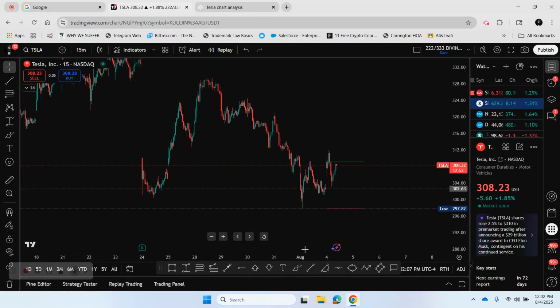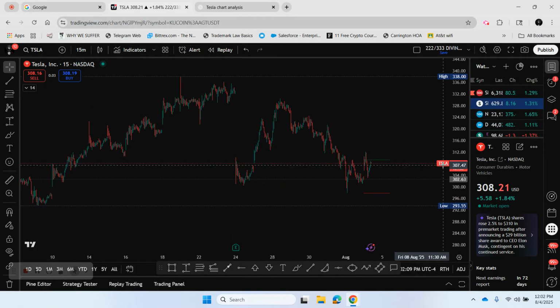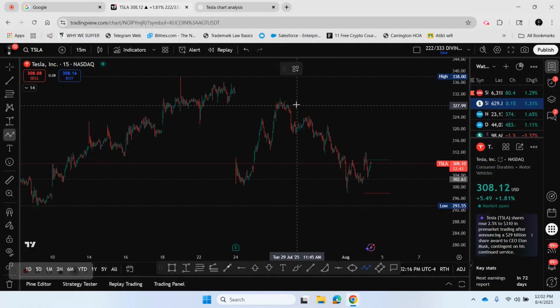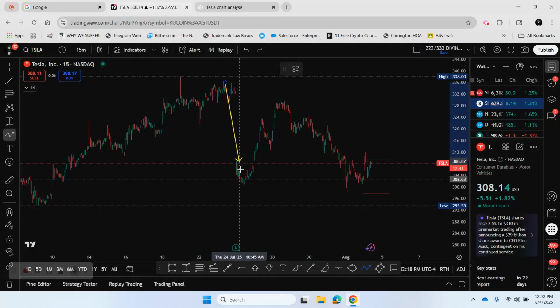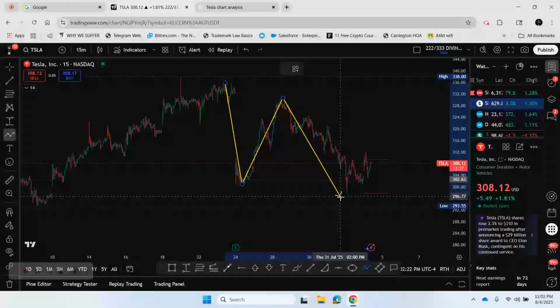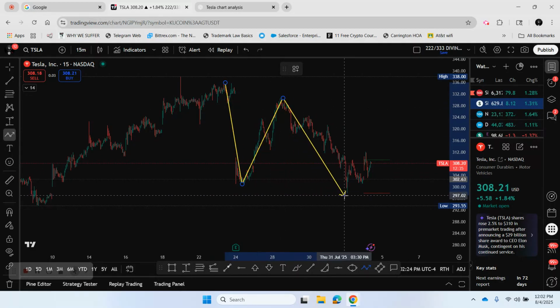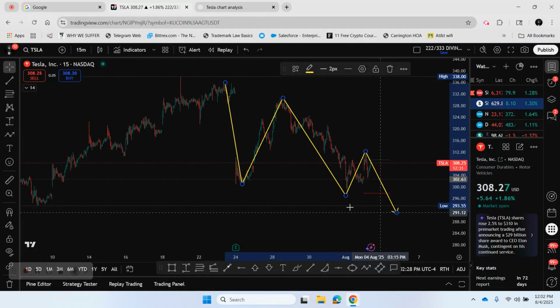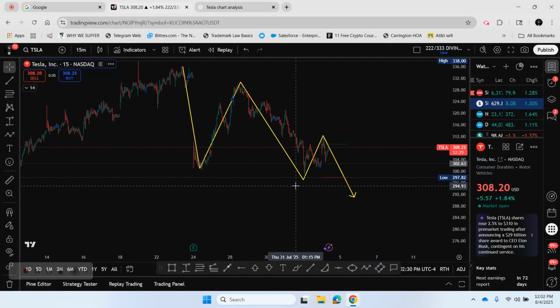Basically, what we see here, where's my tool? Right here. All right, so here we go. We got a low, a higher low, and then this lower low right here because it broke this, and then you just got a higher low right here, and this is what we're anticipating possibly could happen.